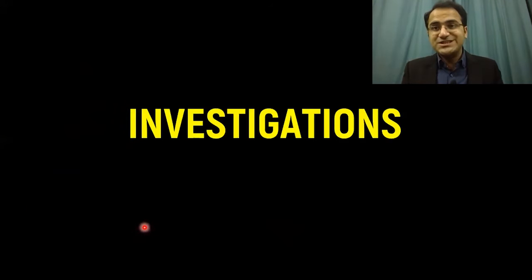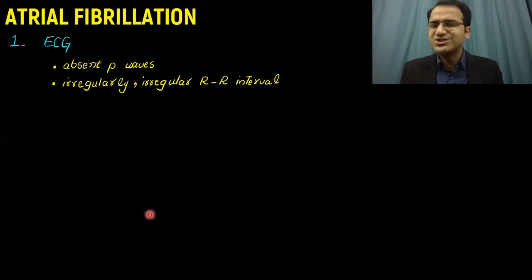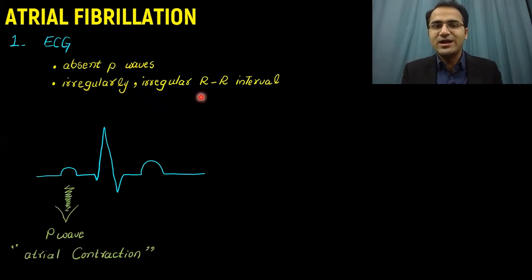What are the investigations? The most important investigation in atrial fibrillation is the ECG. While you do the ECG, you can easily diagnose atrial fibrillation. What you would see is absent P waves and an irregular RR interval. Now we'll discuss ECG for a while.